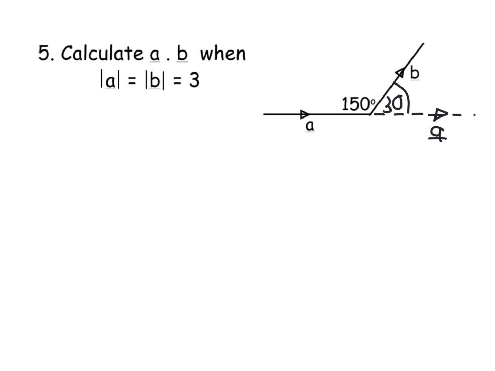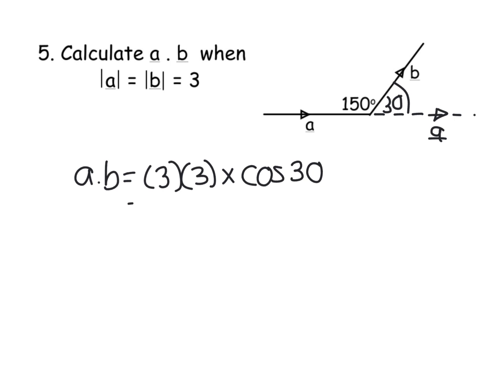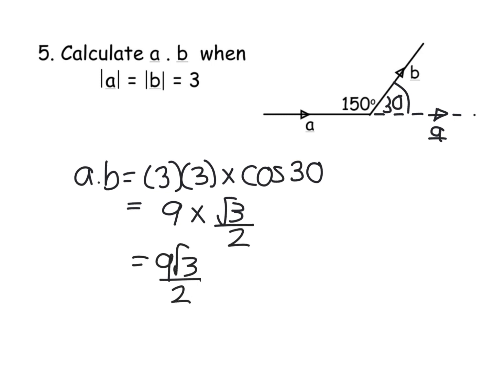So this one would just be A dot B equals magnitude A, so that's just 3. Magnitude B is also 3, and we times that by cos of 30. So this gives us 9 times cos of 30, which is root 3 over 2. So this would just be 9 root 3 over 2 for our final answer.